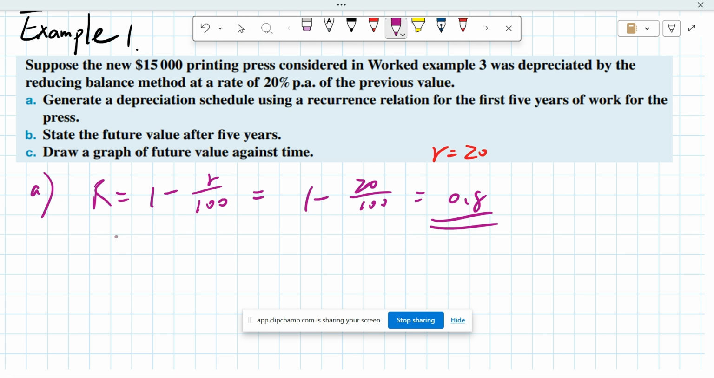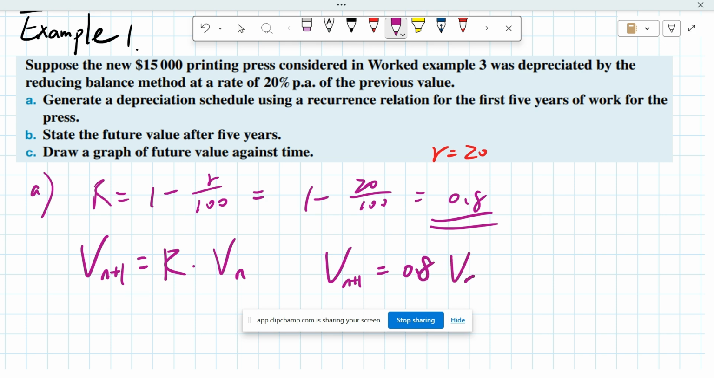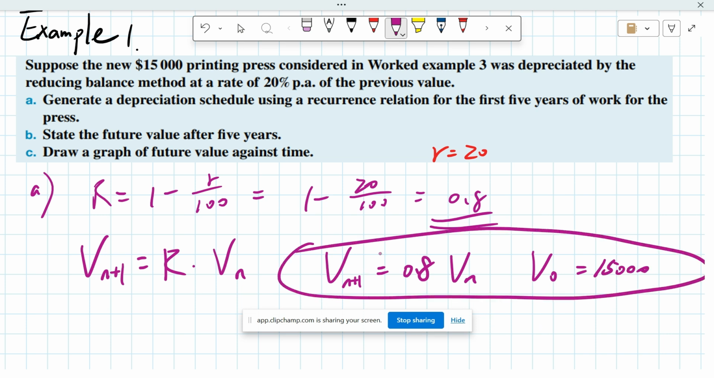Once you have that, Vn plus 1 equals R multiplied by Vn. So Vn plus 1 equals 0.8 multiplied by Vn, and V0 equals $15,000. That's the recurrence relation.